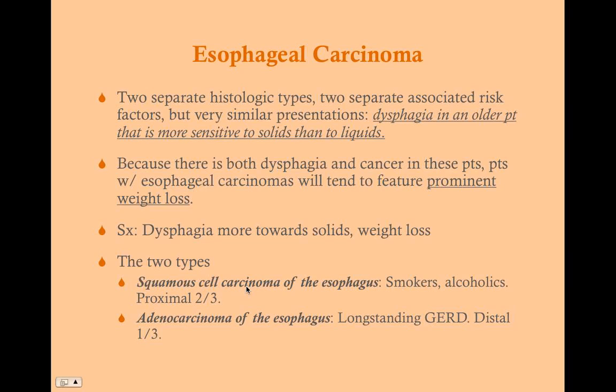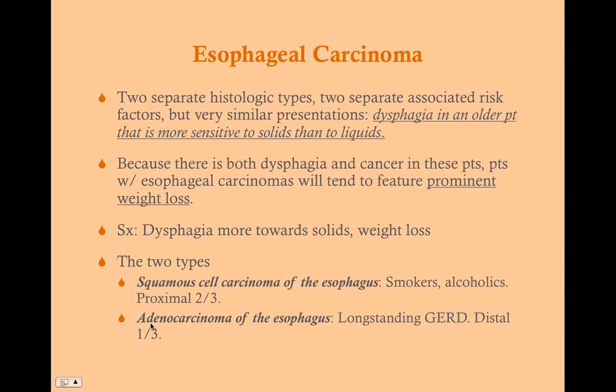So the two types, sometimes on the USMLE they'll give you a patient's history and they'll ask you to answer which of the following is the most likely diagnosis. The way you're going to know what the most likely diagnosis is based on whether it's cancer is the history of the patient. So squamous cell carcinoma of the esophagus tends to turn up in smokers and alcoholics, whereas adenocarcinoma of the esophagus tends to show up in patients with long-standing gastroesophageal reflux disease.